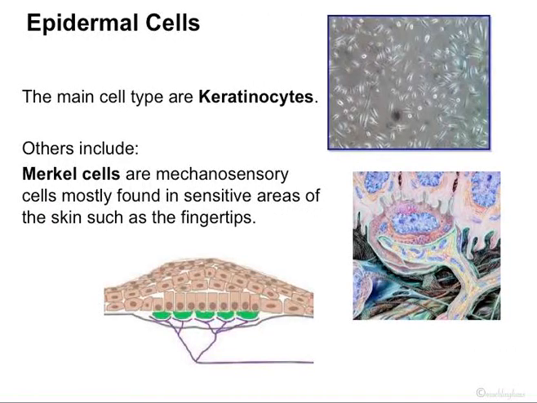Great protection now. When we look at the cells that we find in the epidermis, the main cell type is the keratinocytes. That's the ones we just described, the ones with the keratin in them, the ones that make the skin be leather. So you have a leather jacket on at some point. Other cells include Merkel cells, and those are mechanoreceptors that are mostly found in areas where it's very sensitive, like the fingertips that we have. So they're Merkel cells.